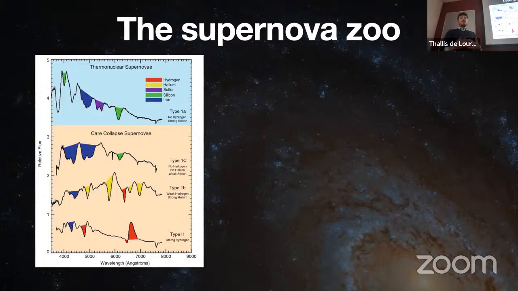And later on, with more observations, people are finding other sub-classifications of these different supernovae. So, for example, for type 1, we know now that there are type 1As, 1Bs, and 1Cs. Type 1Bs do not show hydrogen, but they have these very strong helium absorption lines. And type 1Cs do not show hydrogen or helium, but they have features of silicon.